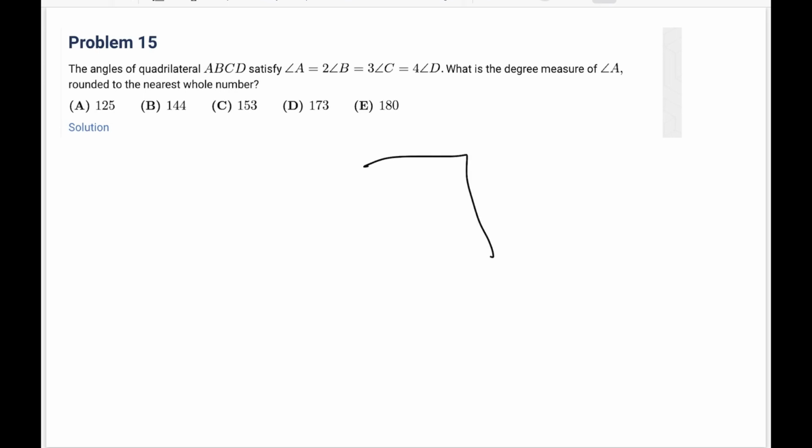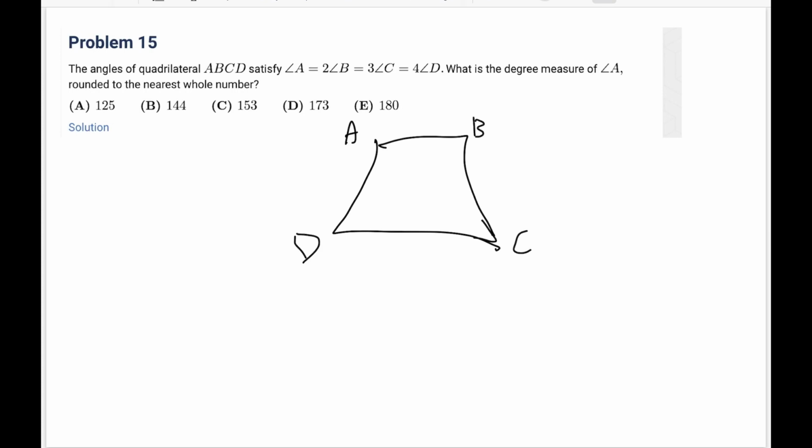So if there's a quadrilateral, I don't know how it's shaped, I'll just draw anything. If it's A, B, C, D, then A is 2B, right? So B is A over 2, C is A over 3, D is A over 4. So the degree measures have to sum to 360. 360 equals A plus A over 2 plus A over 3 plus A over 4.